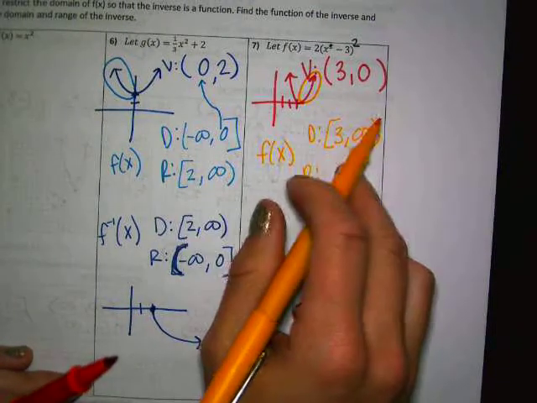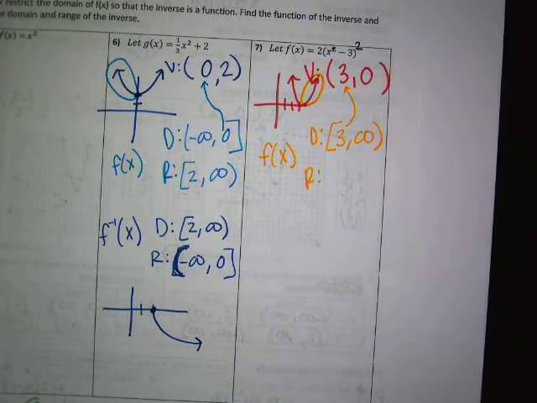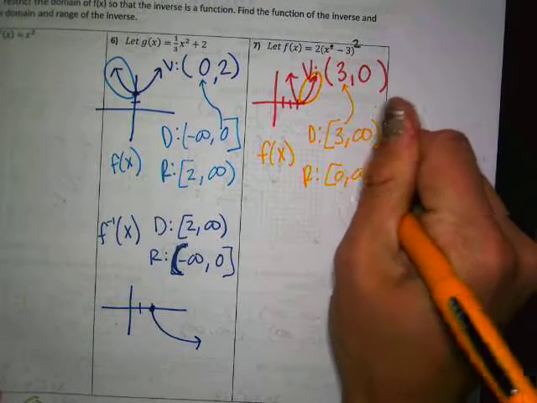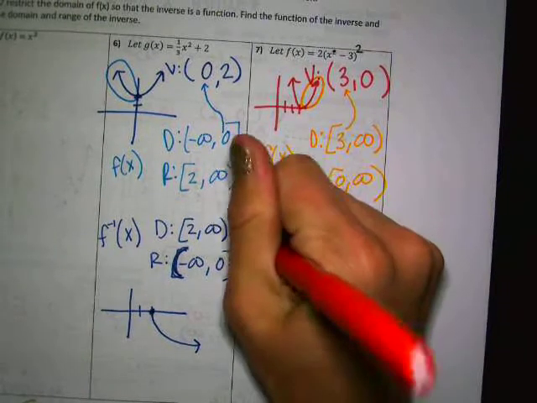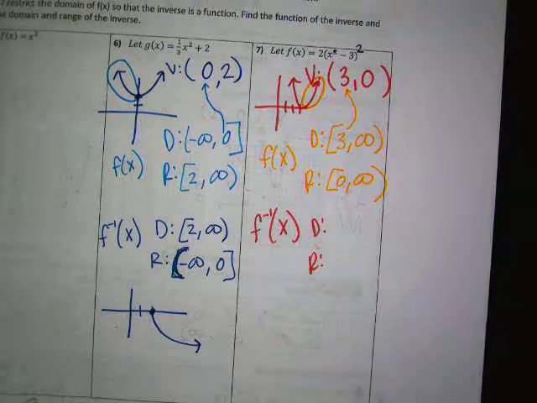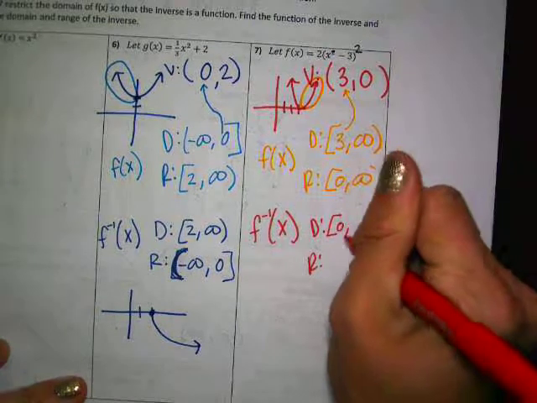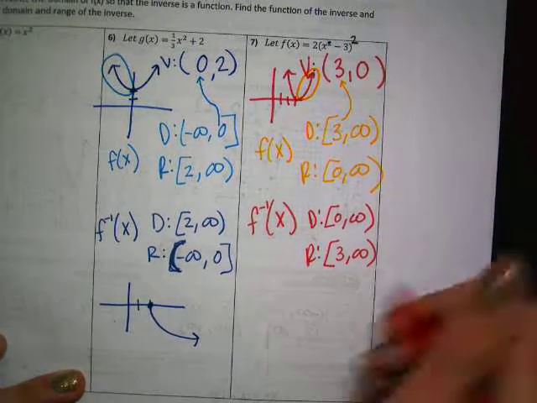And also, that's matching up there. What is the range going to be? 0 to infinity. All right, so then when we're talking about the inverse, what's the domain going to be? 0 to infinity. And what's the range? Very good.